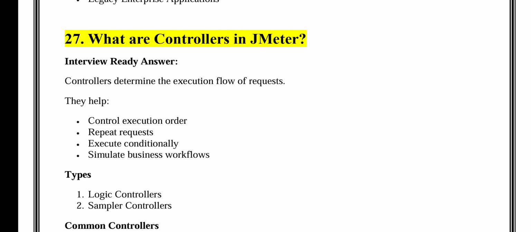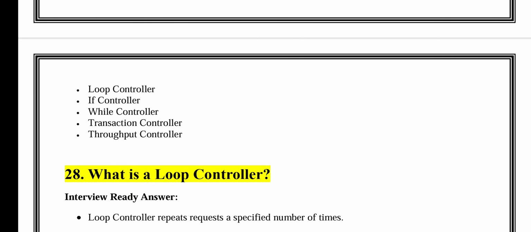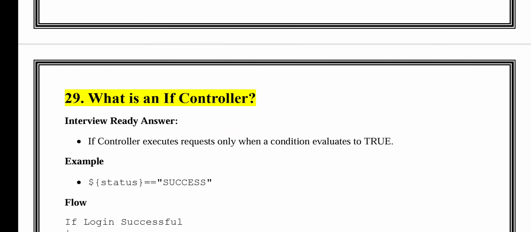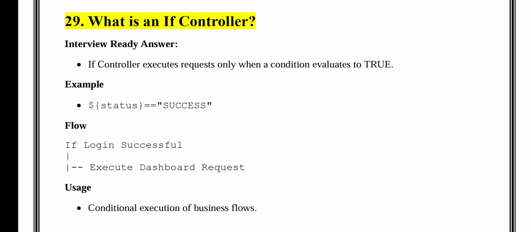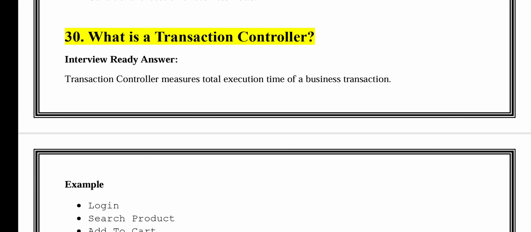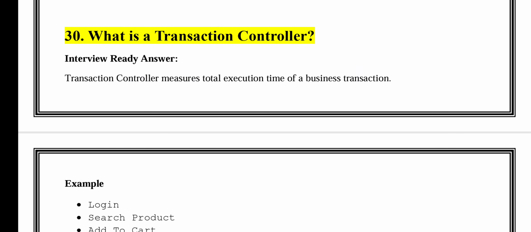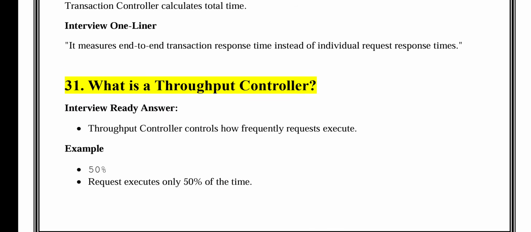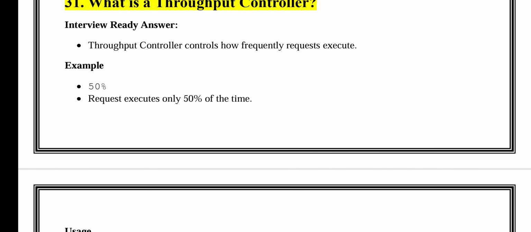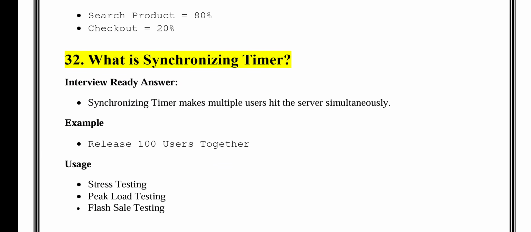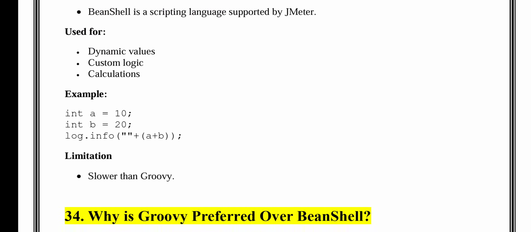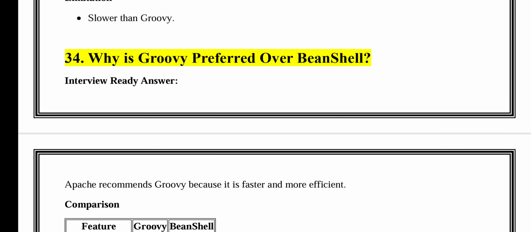What are controllers in JMeter? What is a loop controller? What is an if controller? What is a transaction controller? What is a throughput controller? What is synchronizing timer? What is bean shell? Why is Groovy scripting preferred over bean shell scripting?